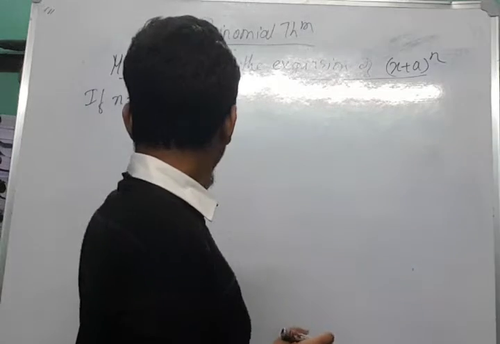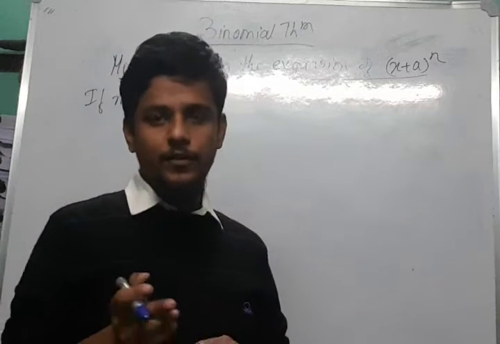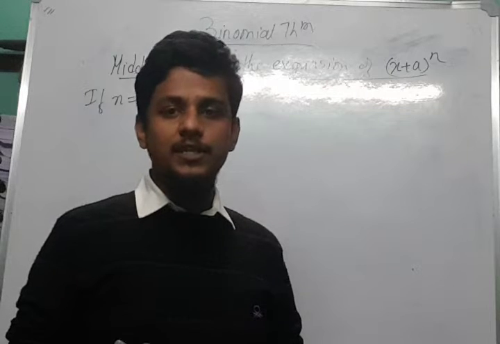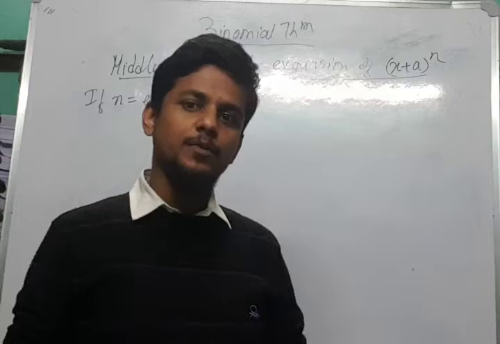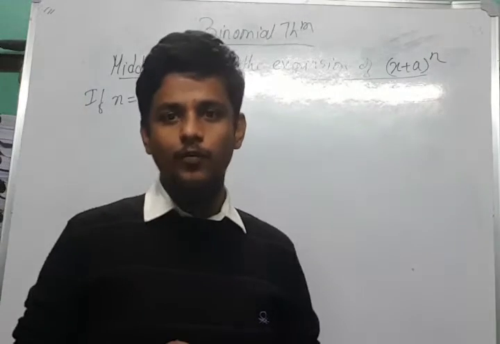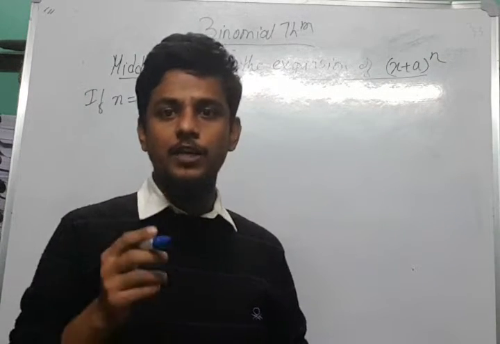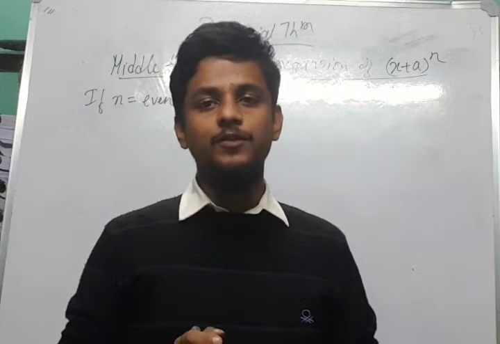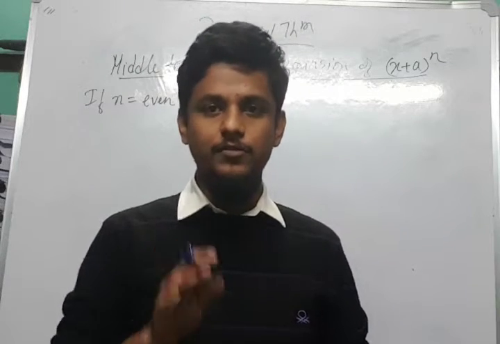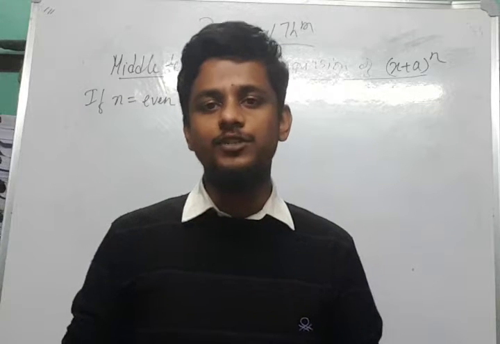Now if n is even, then n + 1 will be an odd number. So if n + 1 is an odd number, then we'll have only one middle term. Because suppose in an expansion you have 5 terms, the middle term will be the third term. There is only one middle term which is existing.